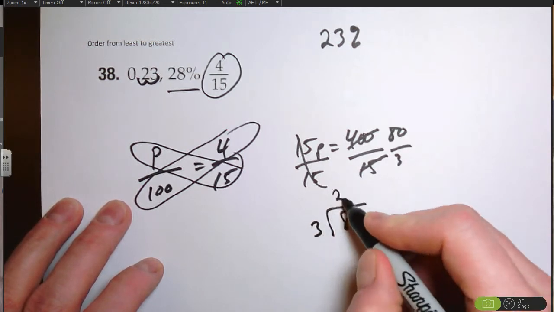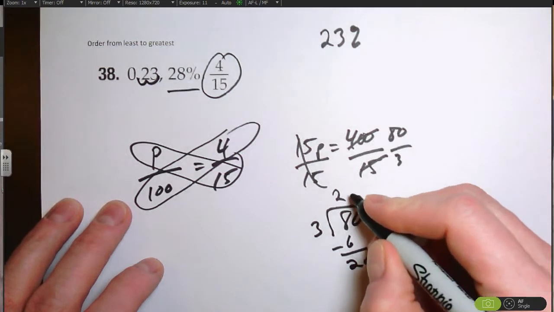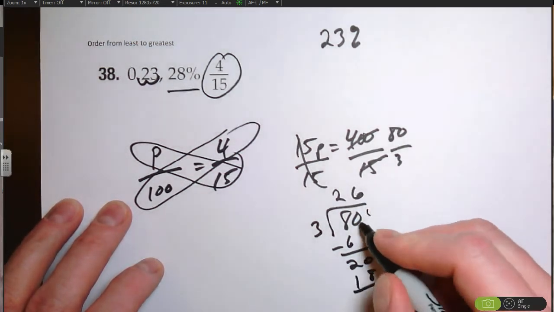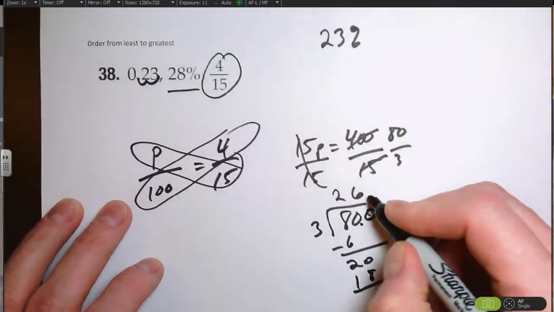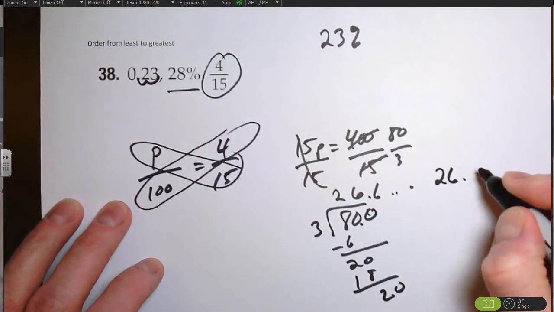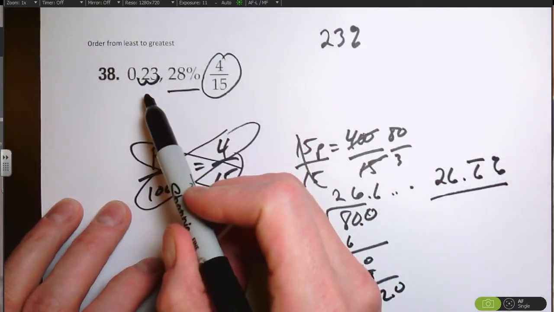3. Goes in this twice for 6. 20, well, that means it's going to go in just 6 times for 18, and then it's going to start repeating. So this is 26.6 repeating percent. Okay. So the smallest number was the 0.23.